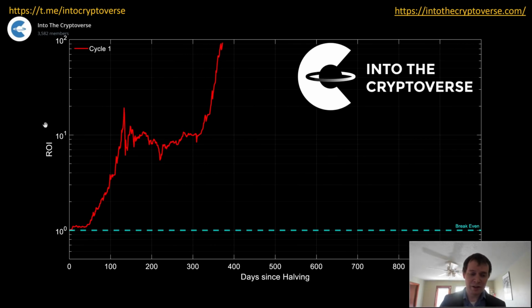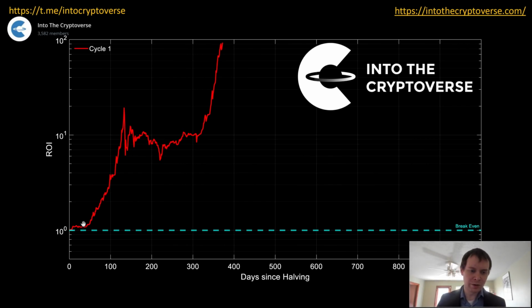What we have here is the ROI versus the days since the halving. The dashed blue line is your break-even point. If 10 to the 0 is 1, this would be your ROI if you were just breaking even. And we're just drawing it up to the peak. We're not showing the retracement afterwards.